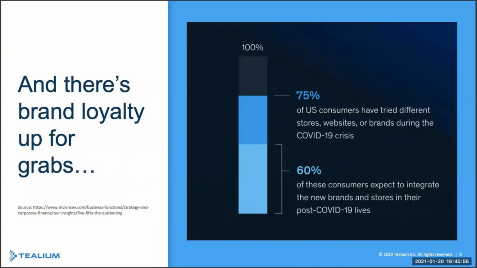And last but not least, to finish up the landscape we're all facing this year, there's truly brand loyalty up for grabs. Last year was an opportunity to shuffle the deck a little bit for most brands. McKinsey found that of the consumers they surveyed, 75% had at some point during the pandemic tried different stores, websites, or brands, and that could be for a myriad of reasons, from one brand offering easier delivery, so I didn't have to go in store to pick up things, all the way out to, who knows what.